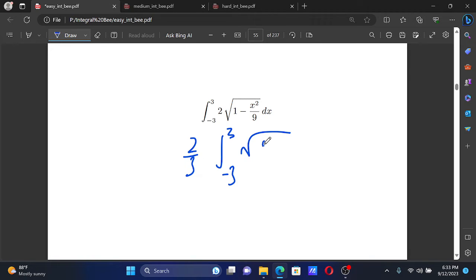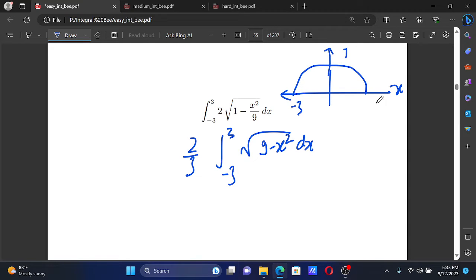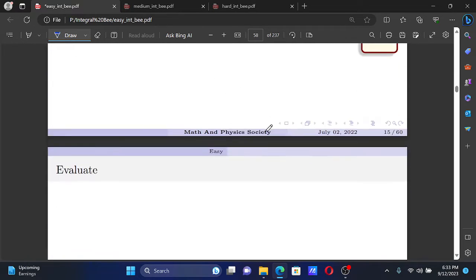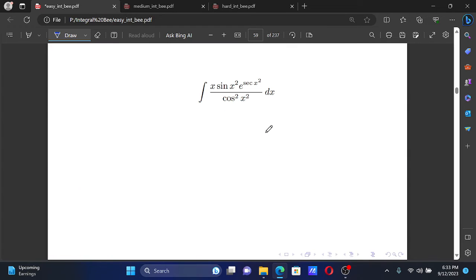and then we have 9 minus x squared dx. Now you can again see that it's just the area of semicircle. Yeah, from minus 3 to 3. So we'll just find that it's 2 by 3 into pi 3 square by 2. So the answer is 3 pi. This was easier. Let's go to the next one.